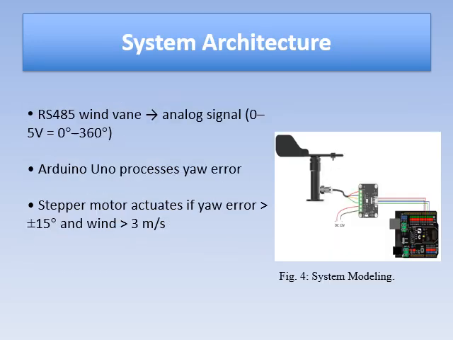My next slide is system architecture. Our system includes three primary hardware components: the RS485 wind vane sensor outputs signals corresponding to wind direction. The cup type anemometer measures wind speed via pulse output, and the Arduino Uno reads both sensors, compares the yaw error, and triggers a stepper motor if the misalignment exceeds plus or minus 15 degrees and wind speed is above 3 meters per second.